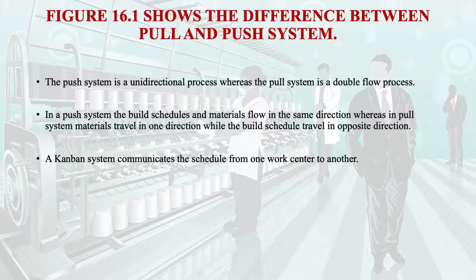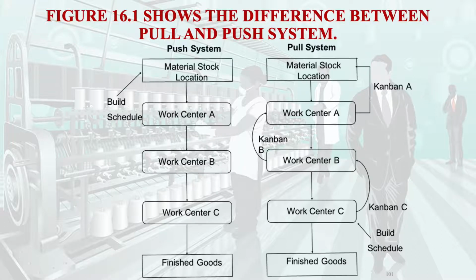The Kanban system communicates the schedule from one work center to another work center. You just need to understand these two figures. On the left side you have a push system. Starting at the top, we give the materials to work center A, work center A gives to work center B, to C, and then finally the finished product. This is your push system.